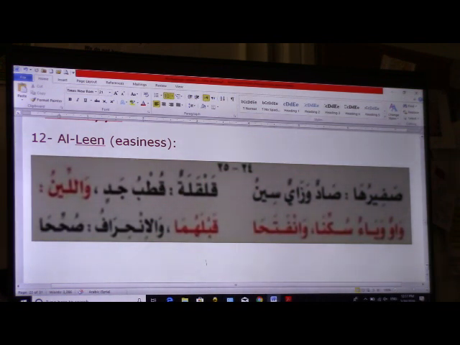Wanfataha, who can tell me? Wanfataha means became maftuh. قَبْلَهُمَا, what's before them. So what is this alif here? وَانْفَتَحَا, what is this alif? Who knows? We mentioned this so many times before. Is this the alif of the two or the alif of the dual?